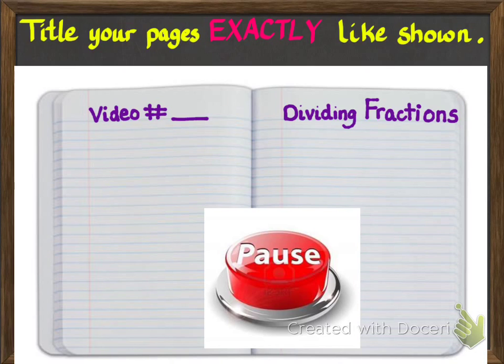On the left side, I did not make a mistake. I really want you to put a title on that very topmost line that says video number, and then go ahead and write in whatever video number this is. I can't put it in my video because it's different for each of my classes, so you need to put the video number that you were assigned. On the right-hand side, you're going to title at the very topmost line Dividing Fractions. Now remember, you're going to have to pause the video every time there's something that you need to write down.